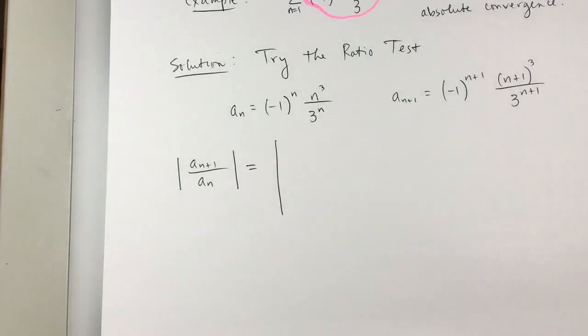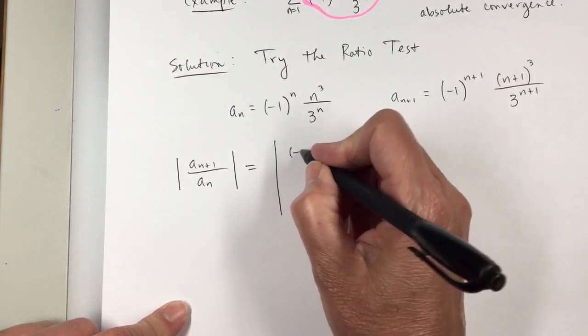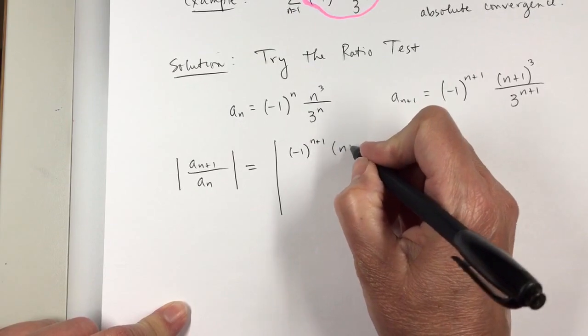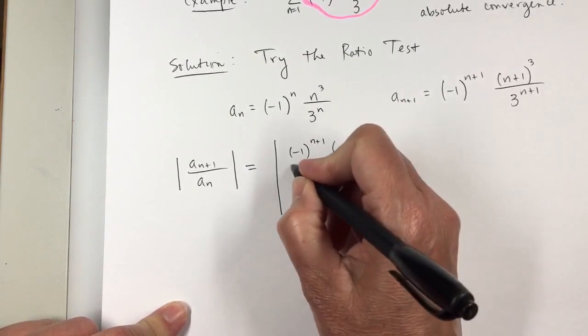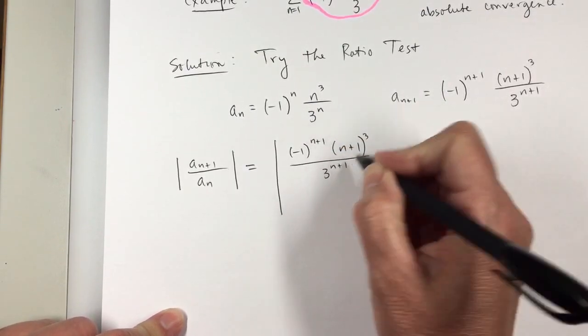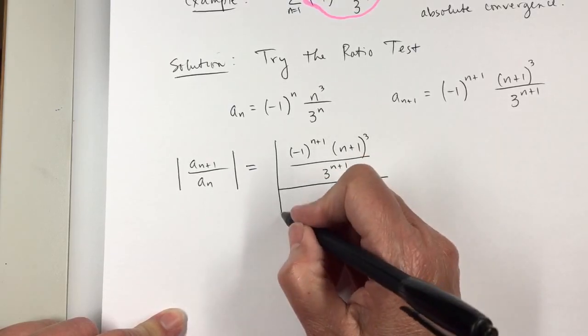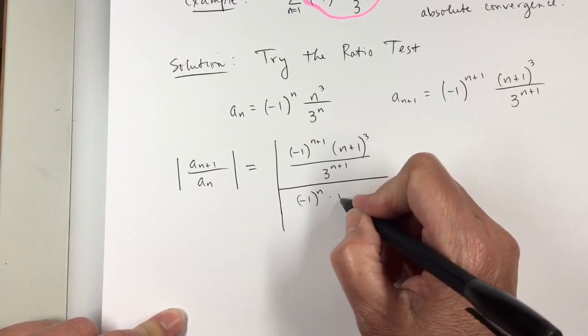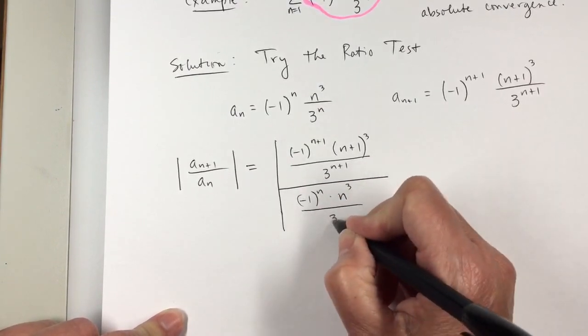So, and this absolute value. So it's the absolute value of -1 to the n plus 1 times n plus 1 cubed over 3 to the n plus 1, divided by a sub n, which is -1 to the n times n cubed over 3 to the n.